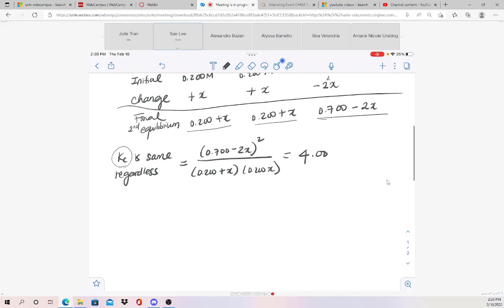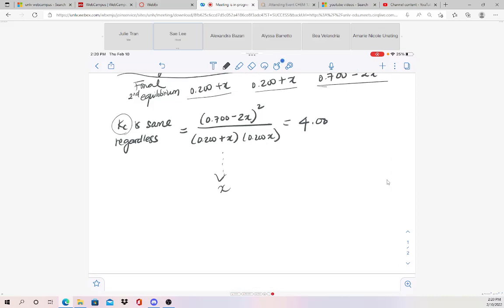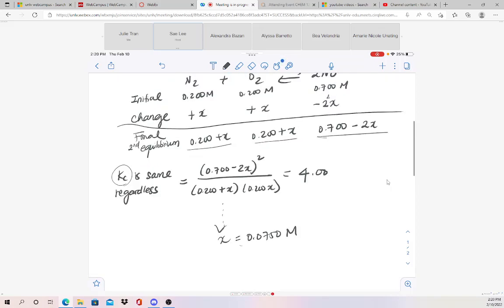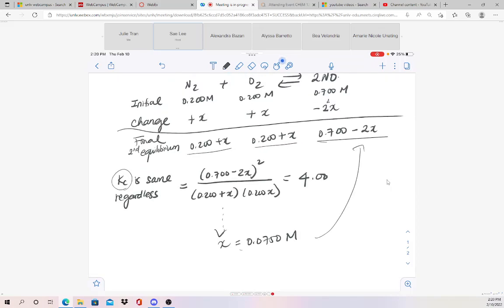Okay, so now what we have to do is solve for x. If you solve for x, this is very simple math. You're going to get x equals 0.0750 mole. Then if you plug this x into here, you can find the second equilibrium concentration for this. Plug in here, you will find the equilibrium concentration for this. Plug in here, you find this.